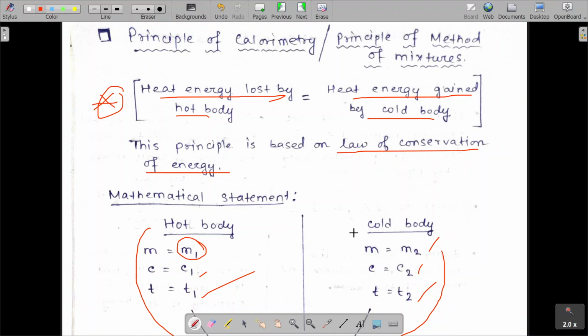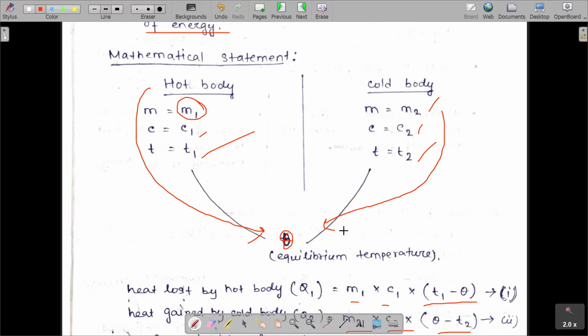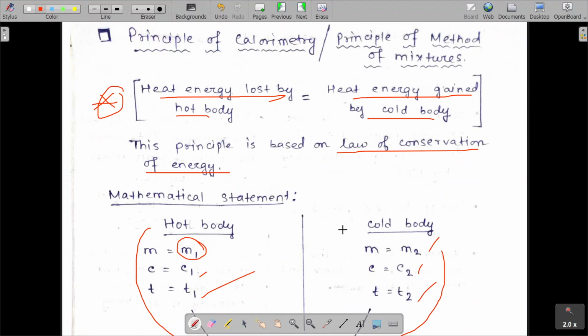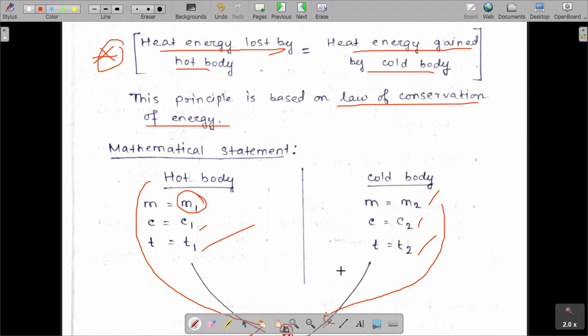Next day we will discuss some illustrative examples, and we'll read about the latent heat and the rest of the chapter. So I hope you have understood and have got an idea about the chapter.